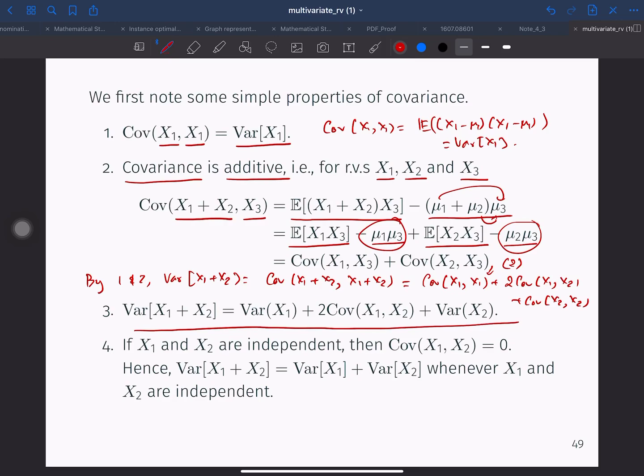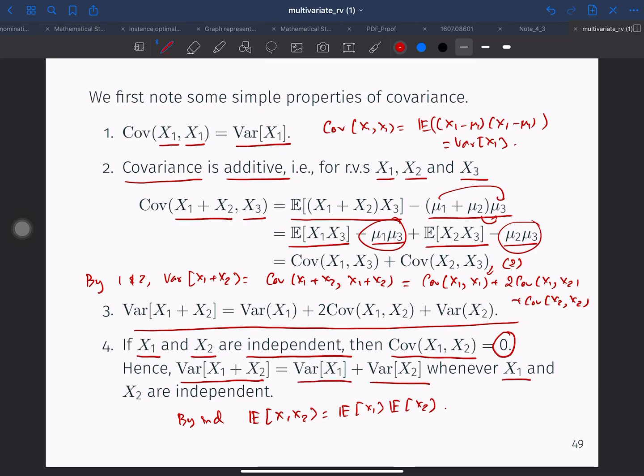And one quite useful observation, which is usually abused a lot of the time, is that if x1 and x2 are independent, then the covariance is going to be equal to 0. That is because by independence, the expected value of x1 x2 is the same as the expected value of x1 times the expected value of x2. By the definition of covariance as the expectation of the product minus the product of expectations, it will have to be equal to 0. Therefore, the variance of x1 plus x2 will be equal to the variance of x1 plus the variance of x2 whenever x1 and x2 are independent. And we have seen this earlier in chapter 3. So you have seen observation 4 earlier.